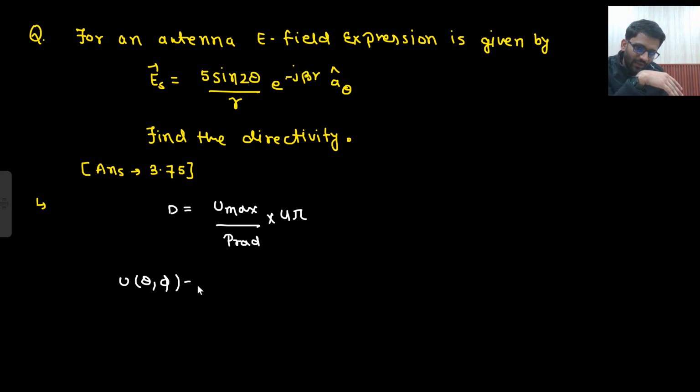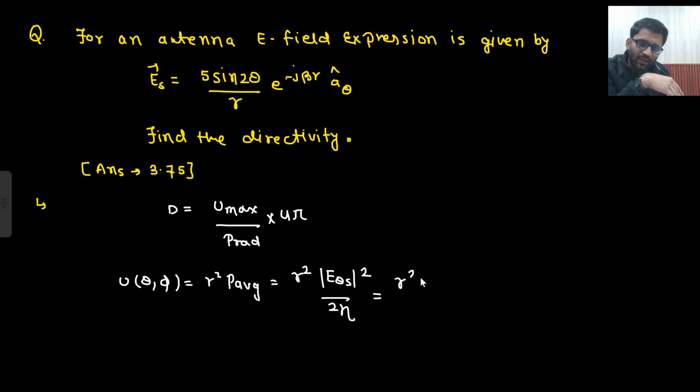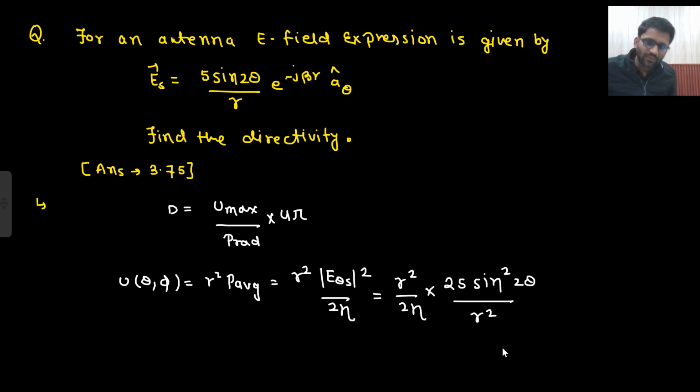So U theta comma phi. What is U theta comma phi? That is R square into P average. Can you find out P average? Yes. R square into E theta s whole square divided by 2 eta. So R square divided by 2 eta times E theta s square. I only need to take the magnitude, so this and this term will be gone. So 25 sine square 2 theta divided by R square. So what you are getting?